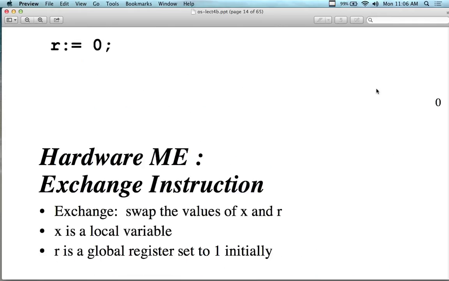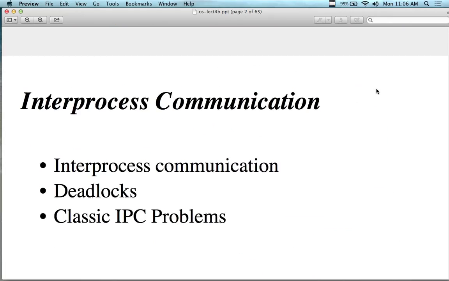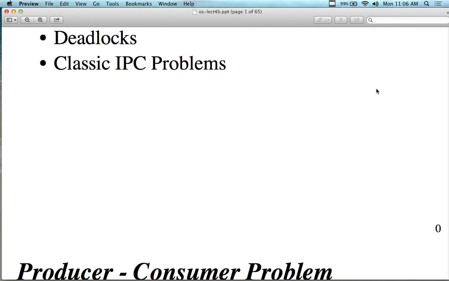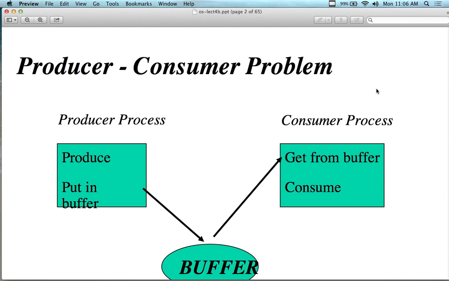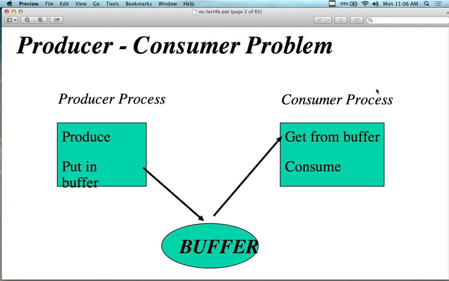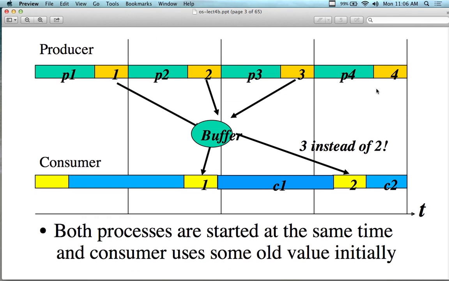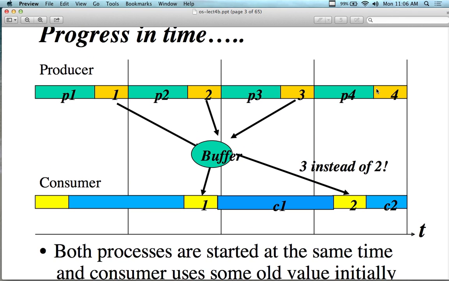So far, just because I hate starting in the middle of a lecture, the beginning of this lecture talked about the concept of what inter-process communication was. I'm going to talk about deadlocks next, and then I'm also going to cover some classic problems. The one problem we've looked at already is the producer-consumer problem, where one thread is producing something and another thread is consuming it, and how a race condition might occur.